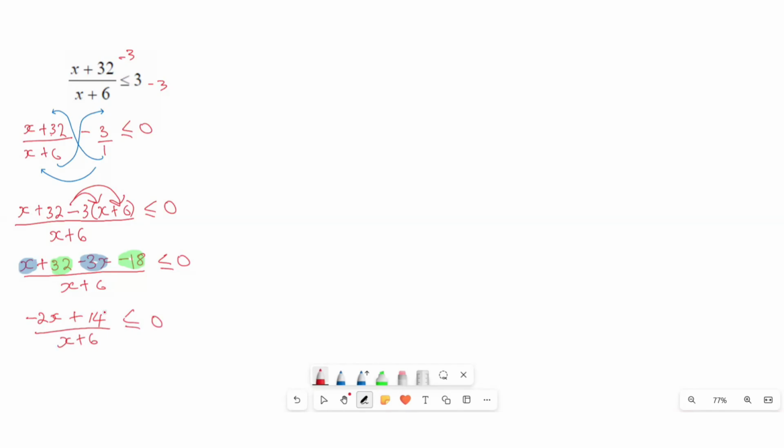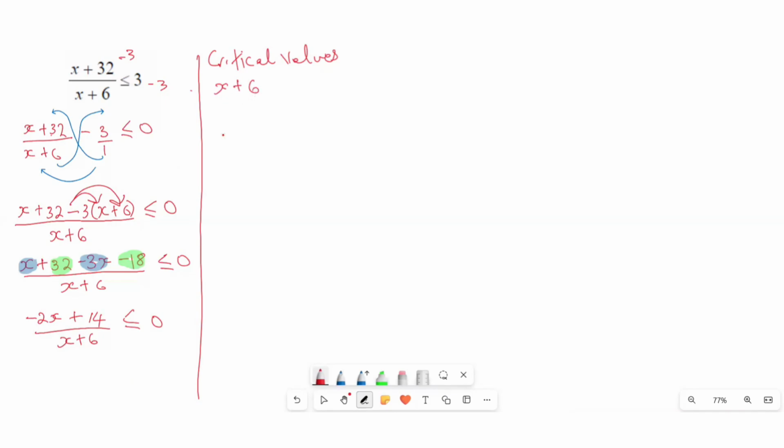At this stage, we're now at a regular place where we're going to check for critical values, right? In an effort to check for our critical values, we're going to examine our denominator or numerator. So I'm going to focus on my denominator. On my denominator, I have x + 6.